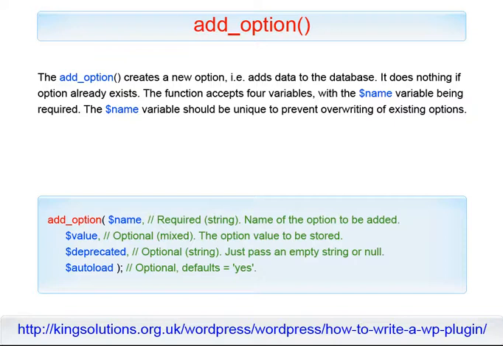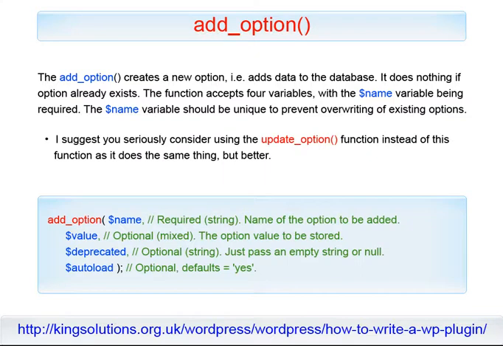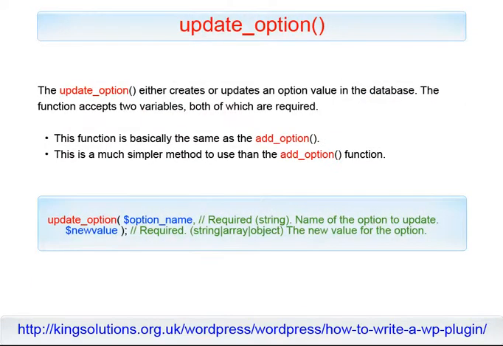The function accepts 4 variables: with the name variable being required. The name variable should be unique to prevent overwriting of existing options. I suggest you seriously consider using the update option function instead of this function, as it does the same thing but better. The update option. The update option either creates or updates an option value in the database. The function accepts two variables, both of which are required.